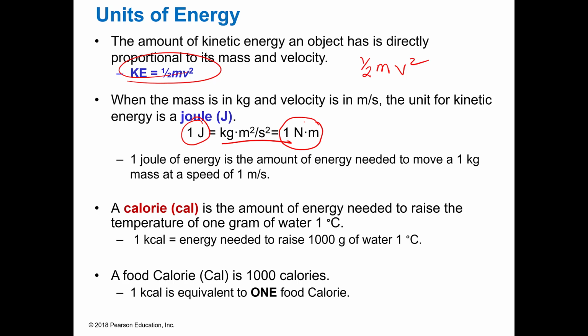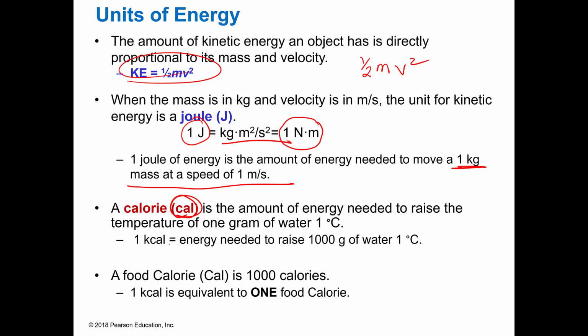Okay, a joule of energy is the amount of energy needed to move 1 kilogram at a speed of 1 meter per second. The calorie, notice this is a small c, lowercase c, is the amount of energy needed to raise the temperature of a gram of water 1 degree C.